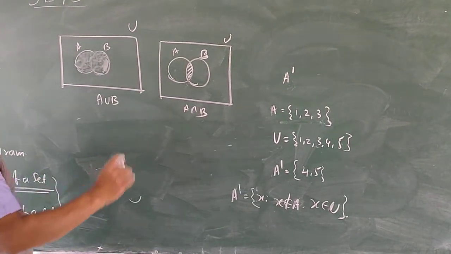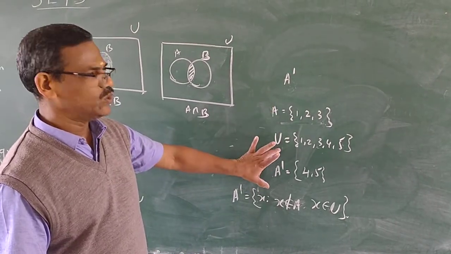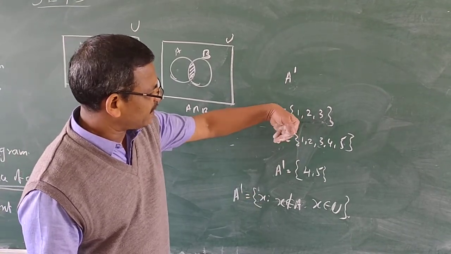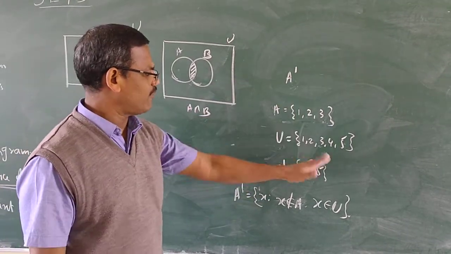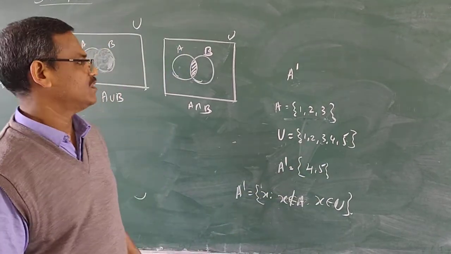And this example will give a correct picture. A is a set, U is the universal set. A complement means from U you remove A, and what is left over in the universal set, that should be written in the complement.